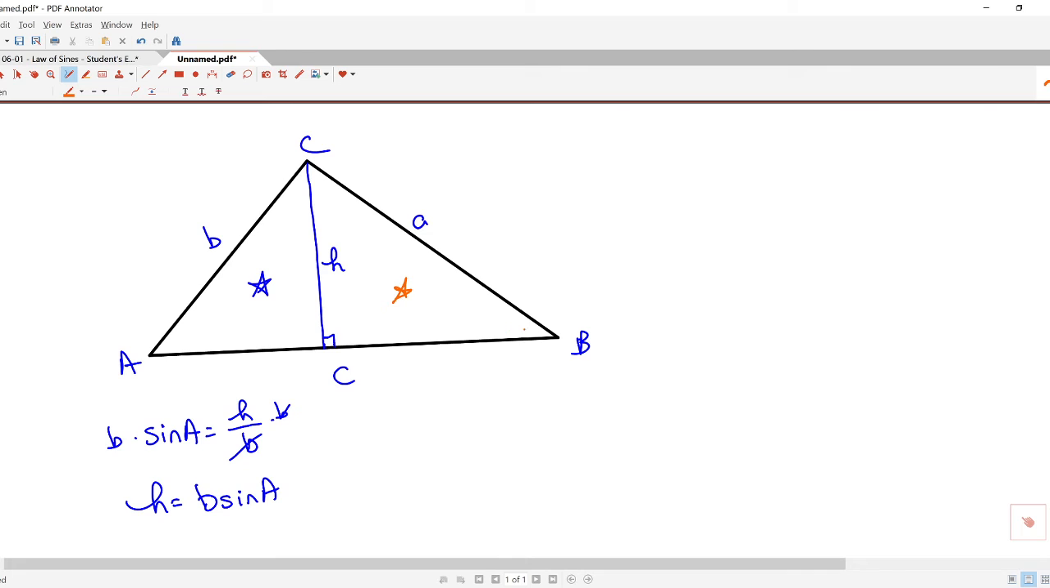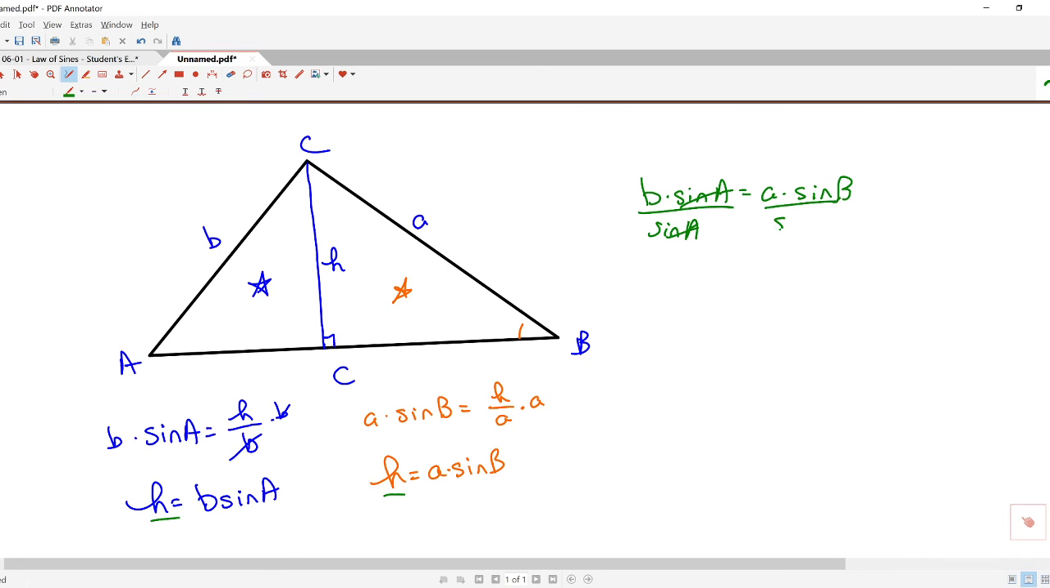Over here, I'm using angle B now. H is opposite. A is the hypotenuse. So I can say the sine of B equals H over A. Multiply both sides by A, and I get H is equal to A times the sine of B. Now, since this H is equal to this H, then that means that B times the sine of A is equal to A times the sine of B. Divide both sides by the sine of A, the goal being to get the A's on the same side, even though one's an angle, one's a side. Divide also by the sine of B to get the B's on the same side.